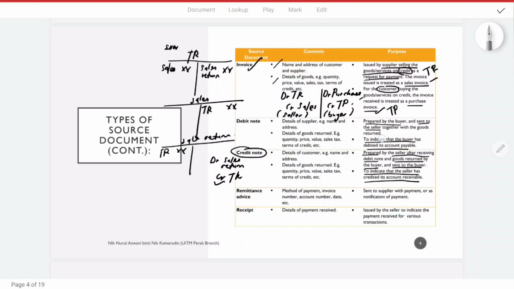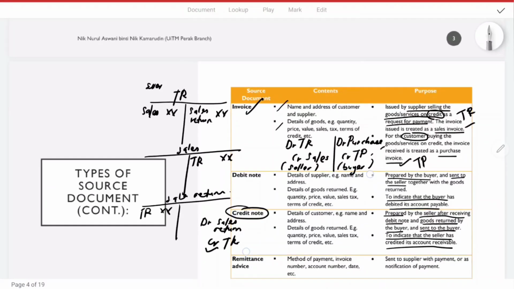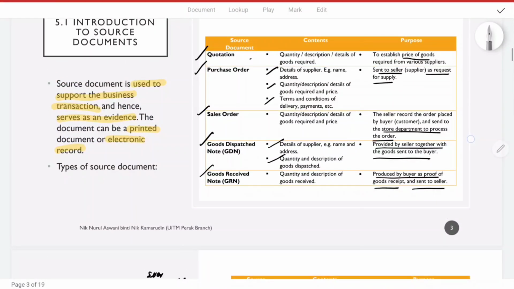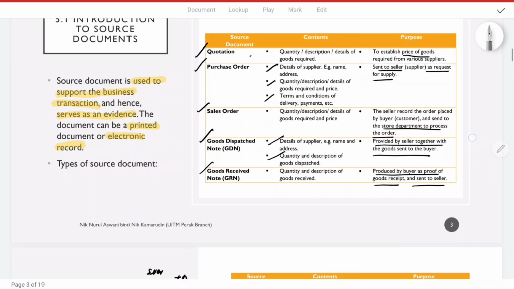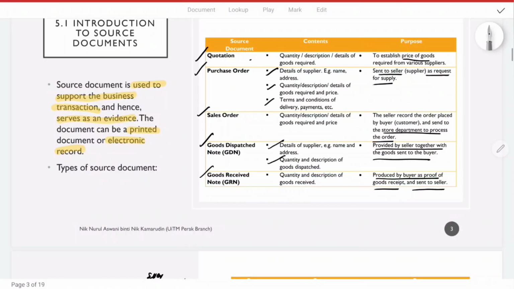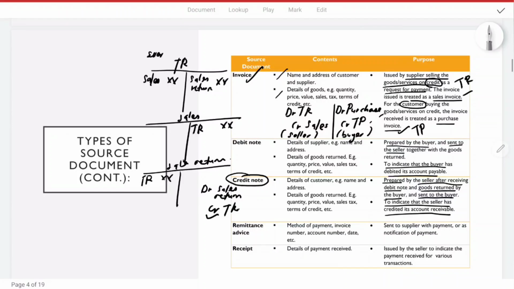Meaning that the recording process of these source documents starts from the invoice. The documents before that are not to be recorded in the books of account yet, until the goods are delivered to the customer and they receive the invoice. Then we start the recording process for sales and purchases.